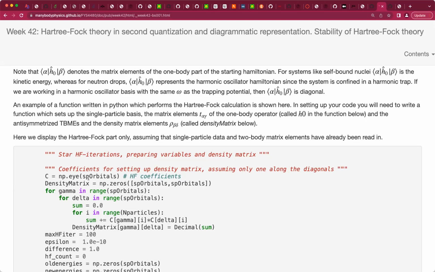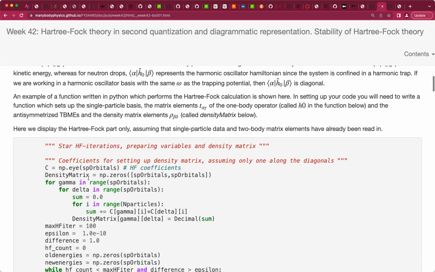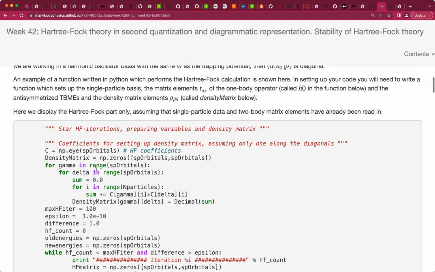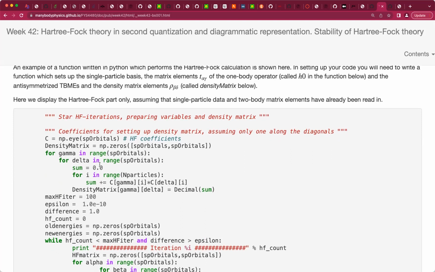So in our case, the number of single particle orbitals is 6. And then we set up the density matrix, which is now a 6 by 6 matrix. And then here we are simply plugging in the values of 1. So we are simply calculating the density matrix in the first iteration, which is now outside the Hartree-Fock iteration itself.